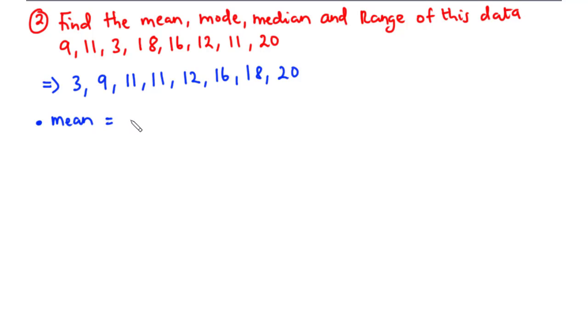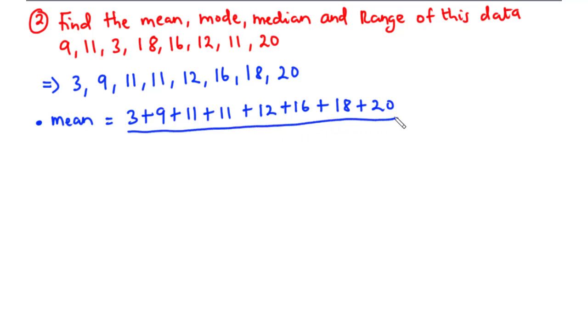Now let's find the mean. So the mean is the sum of all the values in the data set divided by the number of values in the data set. So let's sum up all these values. We have 3 plus 9 plus 11 plus 11 plus 12 plus 16 plus 18 plus 20 divided by 8, because we have 8 numbers. Now the numerator gives 100 divided by 8. 100 divided by 8 is 12.5. So we have the mean to be 12.5.